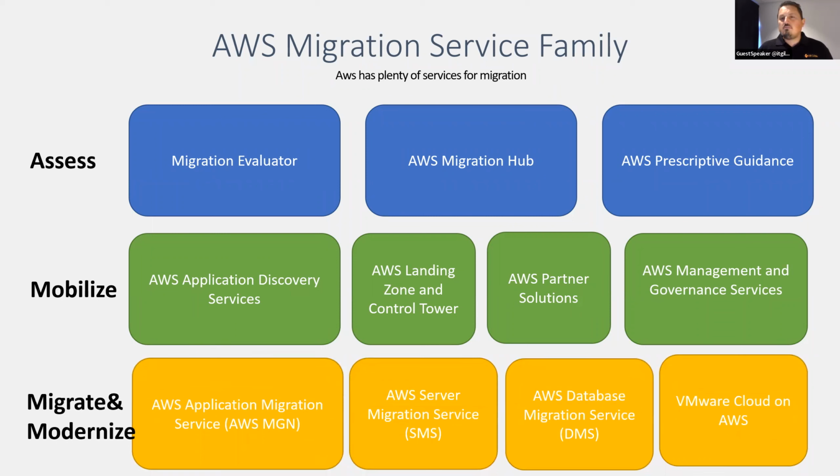After this assessment, deciding and project planning, and with enough sponsorship, you can migrate your resources. You have Application Migration Service, Server Migration Service, Database Migration Service, or if you are using VMware on-prem, VMware also works well with AWS itself, so you can easily integrate this with the rest of your AWS side.